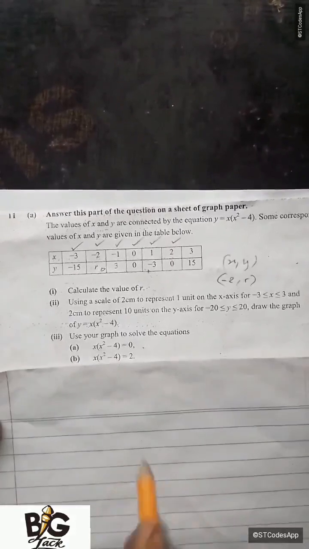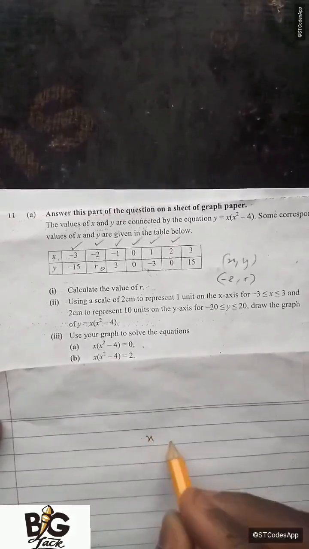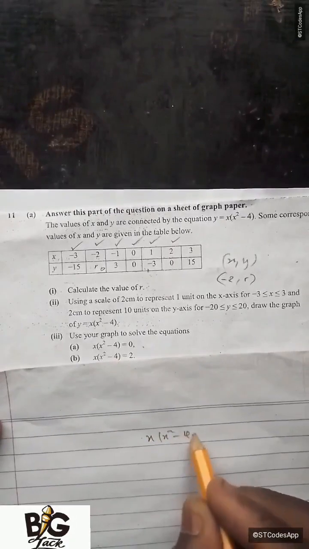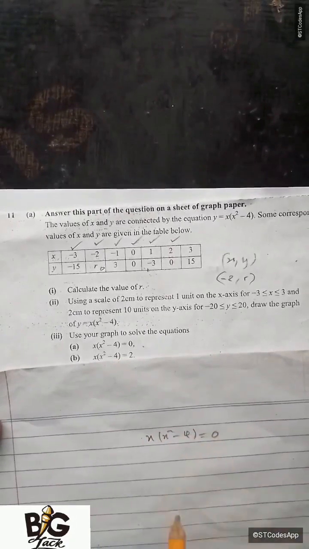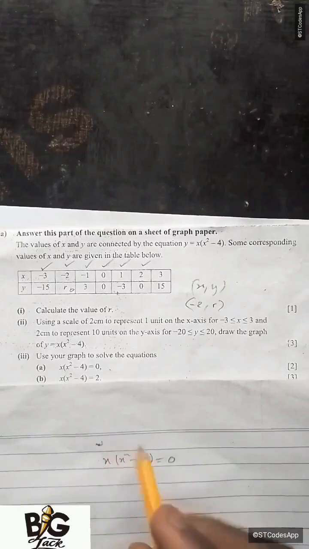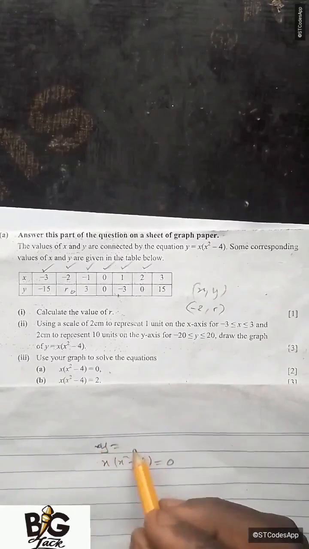Let me just take a paper. But you are supposed to answer it on the graph paper. So it is saying x open bracket x to the power 2 minus 4 close is equal to 0. So I'm going to take the original equation from the question. It was saying y is equal to x open bracket x to the power 2 minus 4, like this one here.